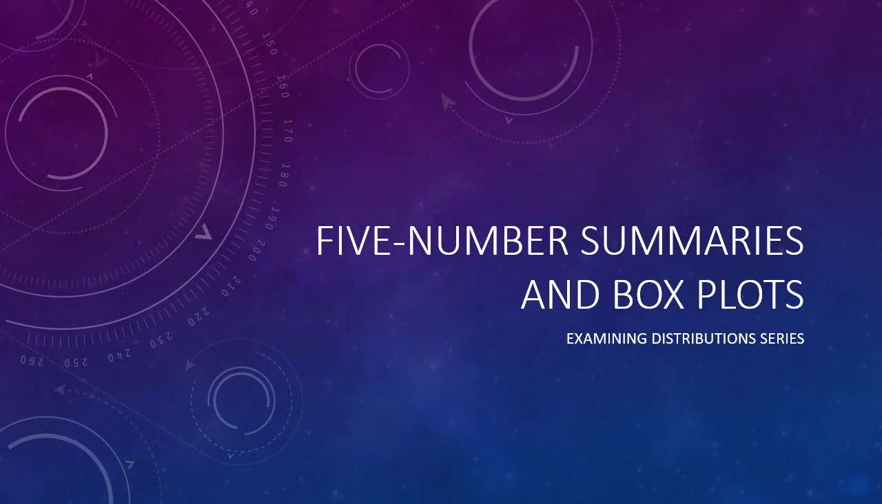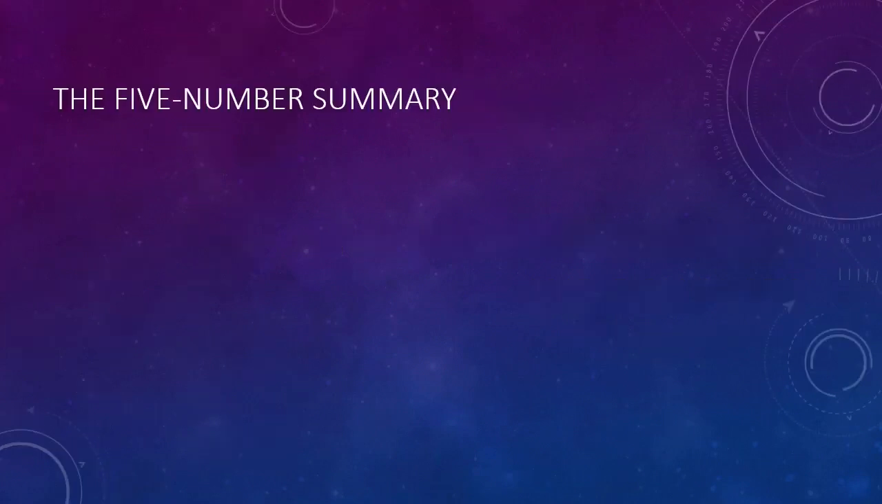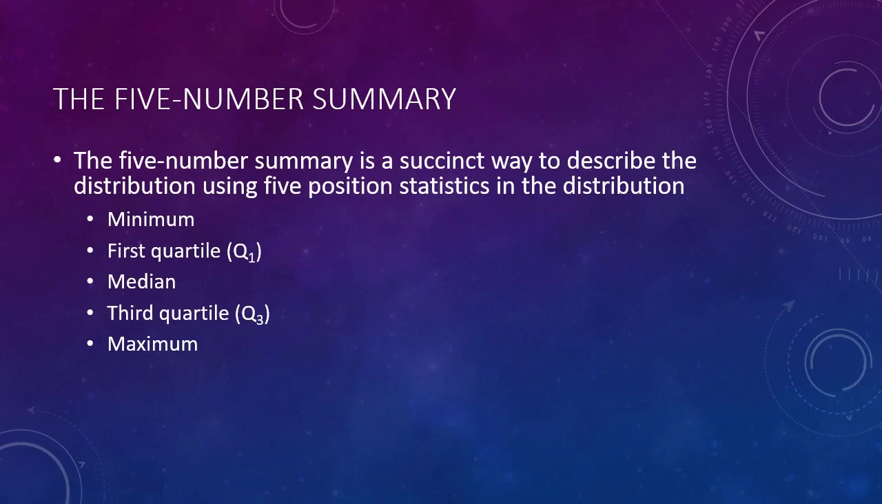I get to talk about one of my favorite set of statistics and one of my favorite graphs. The statistics all taken together are called the Five-Number Summary. The graph is a box plot. The Five-Number Summary is a succinct way to describe a quantitative distribution. We do this using 5 position statistics in the distribution.